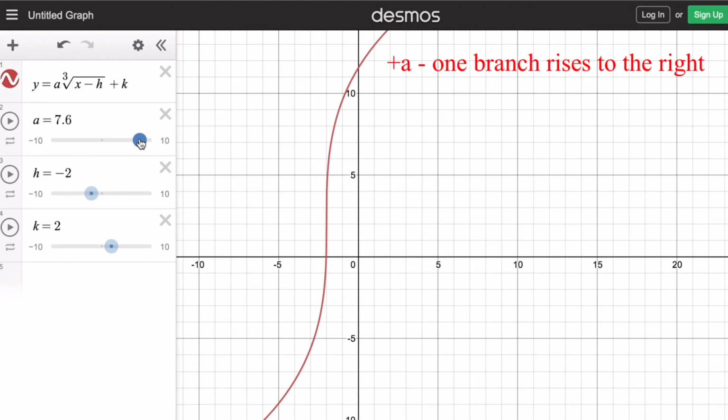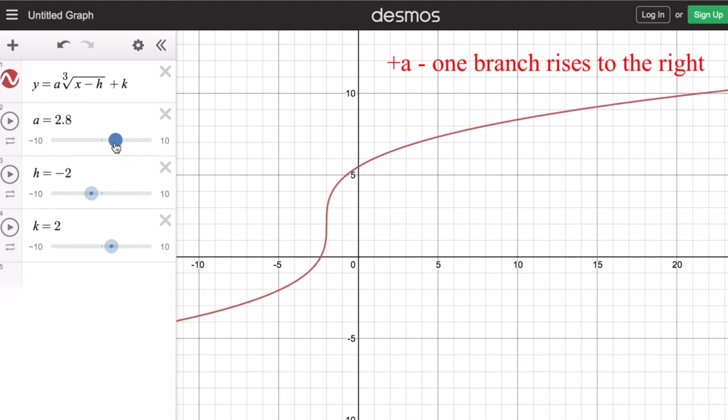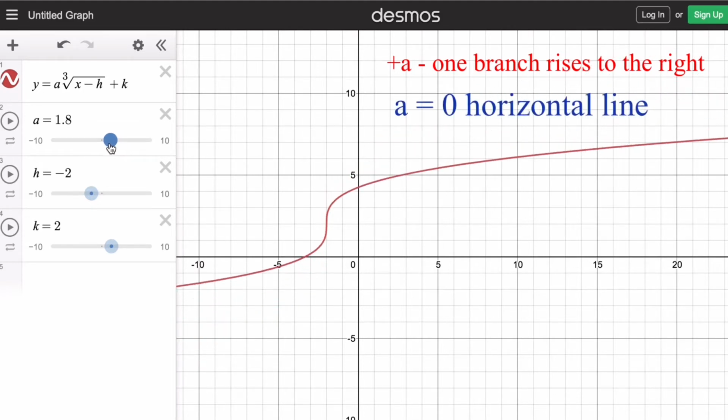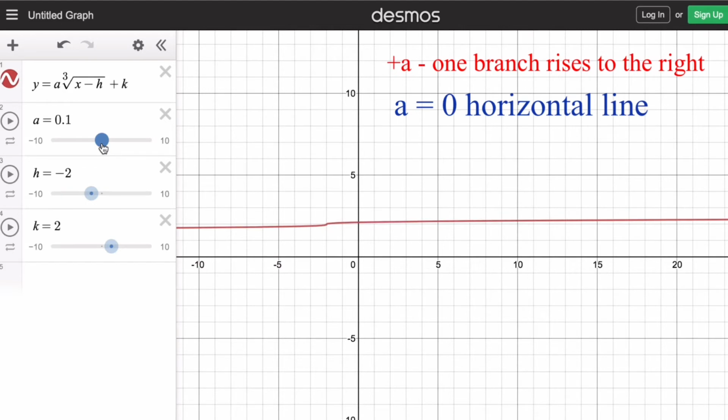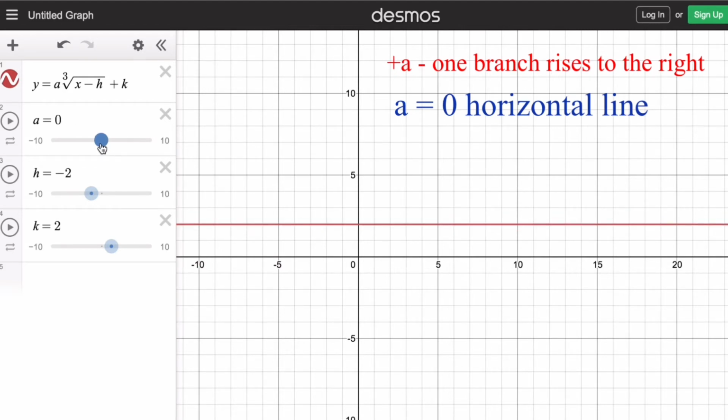Now if we change the value of a to 0, so please notice that if a is 0, I'm changing the value to 0 right now. If a is 0, the graph is a horizontal line. So as you can see here, the graph is a horizontal line.